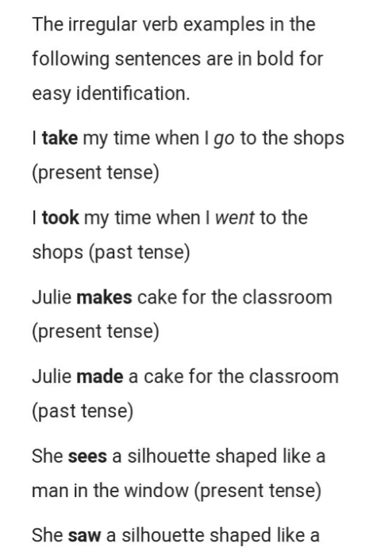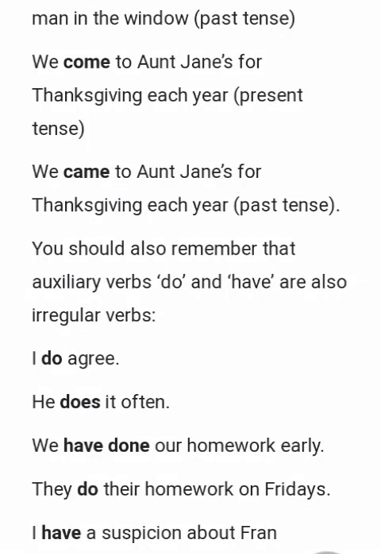The irregular verb examples in the following sentences are in bold for easy identification. I take my time when I go to the shops. I took my time when I went to the shops. Julie makes cake for the classroom. Julie made a cake for the classroom. She sees a silhouette shaped like a man in the window. She saw a silhouette shaped like a man in the window. We come to Aunt Jane's for Thanksgiving each year. We came to Aunt Jane's for Thanksgiving each year.